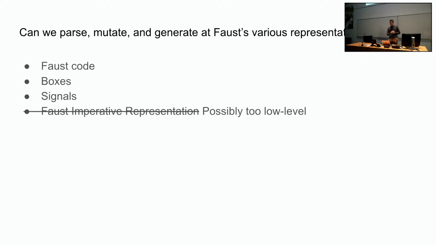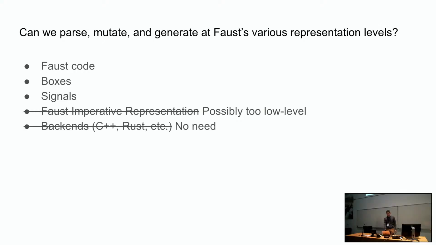After that, there's Faust imperative representation. But my personal opinion is that this is possibly too low level for machine learning. You wouldn't want to manipulate it at this level because it's just too low level and not abstract enough to come up with useful kinds of mutations. And similarly, the backend level I don't think is relevant for our interests because it's a totally different language representation. We're kind of audio DSL engineers, and once you turn it into C++ or Rust or any other programming language, it's no longer an audio DSL. So it's a little less appealing.